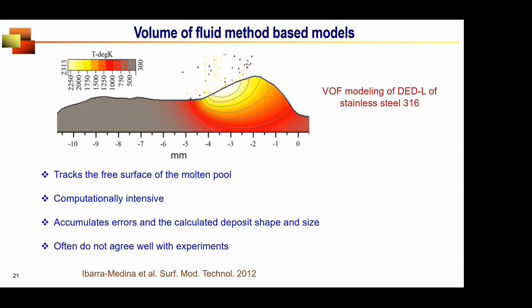There are many different heat and fluid flow models. One of the earlier models for the calculation of free surface is called the volume of fluid model. And there are several papers that go back more than 10 years that is capable of tracking the free surface. But these are very computationally intensive calculations. They also are known to be notorious for accumulating errors in the calculated deposit shape and size. And they often do not agree very well with experiment.